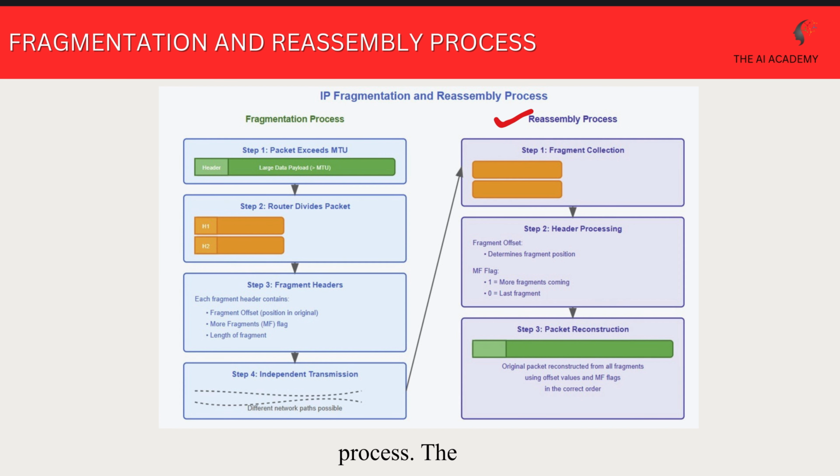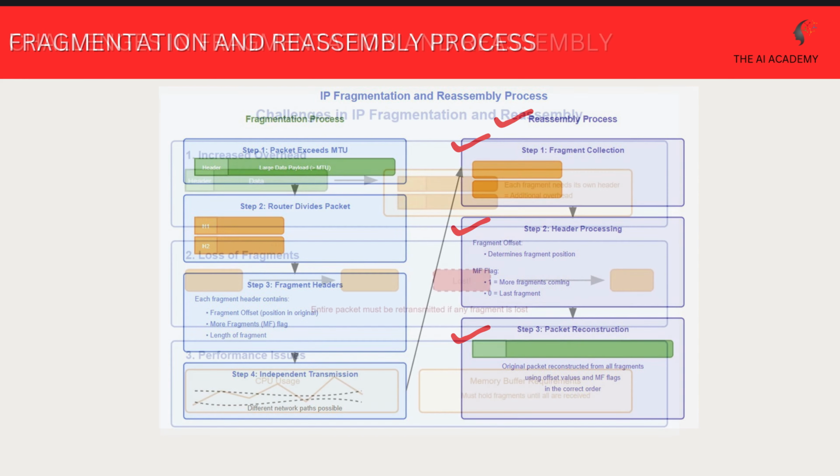And in the reassembly process, Step 1, the receiving device collects all fragments. In Step 2, it uses the fragment offset and the more fragments (MF) flag in the IP header to determine how to reassemble the packet. The fragment offset indicates the fragment's position in the original packet. The MF flag indicates if more fragments are coming or if it's the last fragment. And finally, in Step 3, once all fragments are received and reassembled, the original packet is reconstructed.